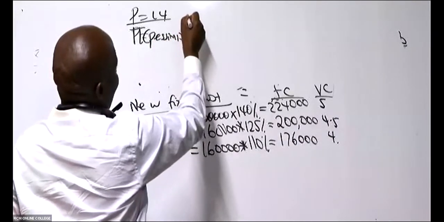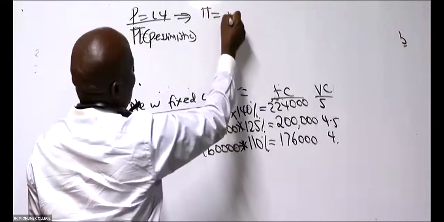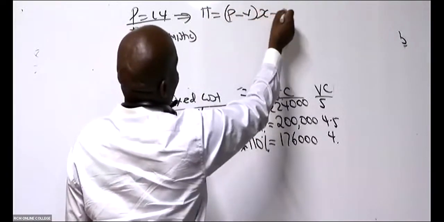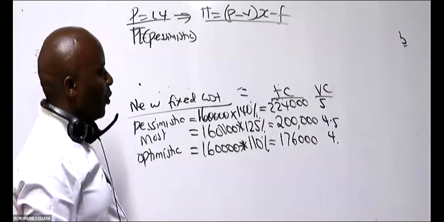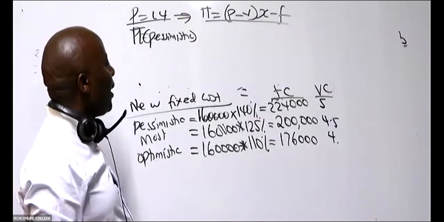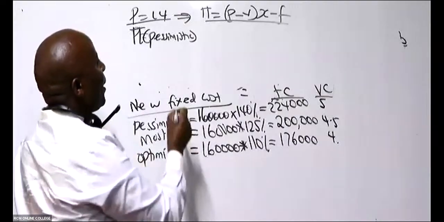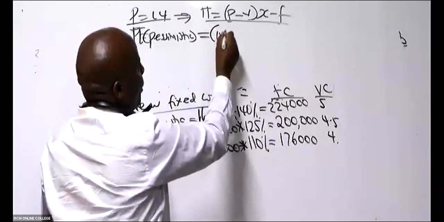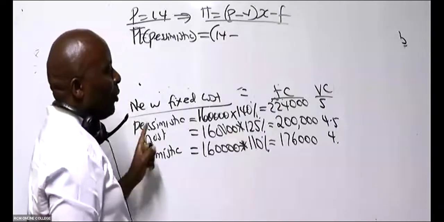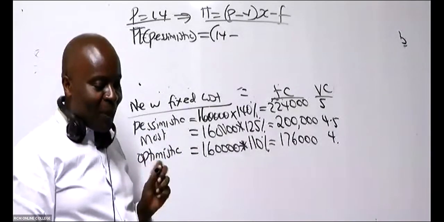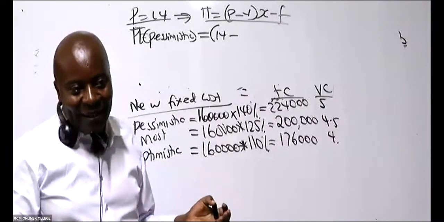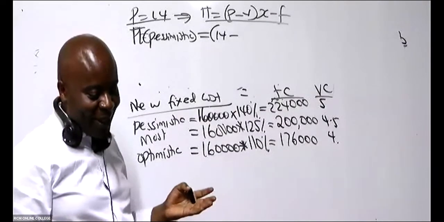Pessimistic. So we know that profit equals P minus V, like that. If we charge a price of 14, then the price here will be 14. Under pessimism, are you able to see the variable cost? Pessimism, what is the variable cost?